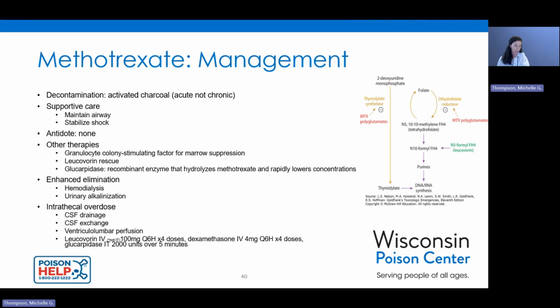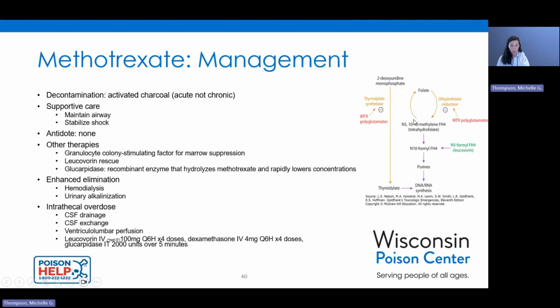So in the setting of pancytopenia, granulocyte colony stimulating factor can be administered. Leucovorin rescue, which leucovorin here will activate this compound right here so that we do have synthesis of purines and ultimately production of RNA and DNA. Oftentimes in the setting of intrathecal oncological administration of methotrexate, leucovorin is empirically administered to patients to prevent toxicity. And then glucarpidase, which is a recombinant enzyme that hydrolyzes methotrexate and ultimately rapidly lowers concentrations so that it does not exert further toxicity, can be administered.